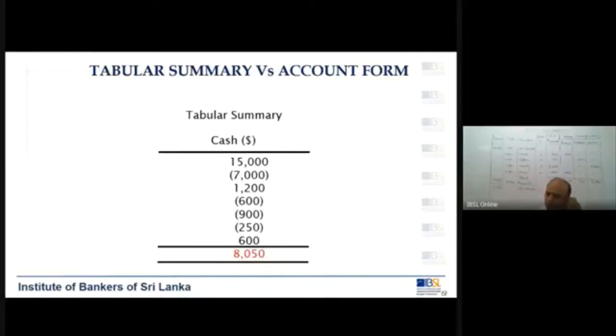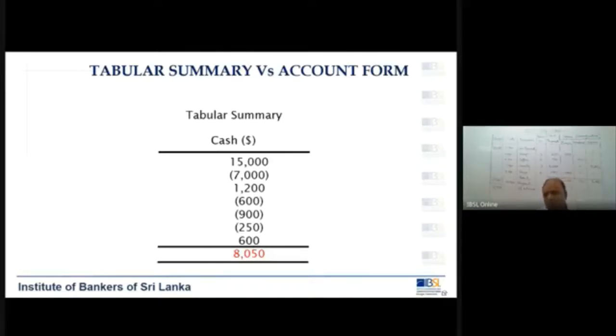Now, what you do with this ledger at the end of the period is, you will extract a list of balances. So you will say the cash account, this is the balance. You will say the debtors account, this is the balance. Likewise, you have all the amounts listed from the accounts, like shown in the presentation slide. So you will see there is an amount of 15,000, and 7,000 negative balance, 1,200, likewise. So what is this negative balance here? If it is a debit balance, you show it as a positive. And if it is a credit balance, you show it as a negative.